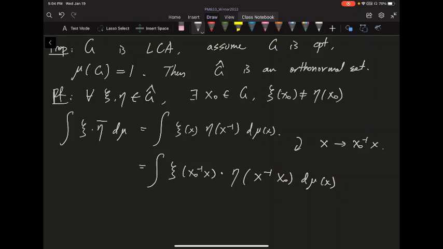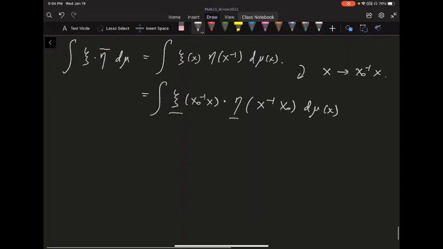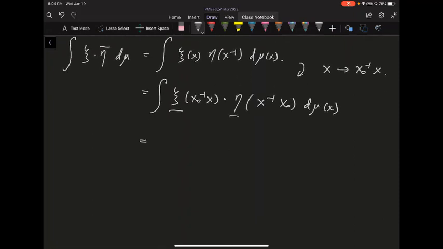But what you can now do is, because psi and eta are multiplicative, you can pull out a copy of psi of x0 inverse and eta of x0. So let's pull them out. You have eta of x0, and then multiply by psi of x0 inverse. Psi is a homomorphism, so psi of x0 inverse is psi of x0, the whole thing inverse. And the rest you keep in the integral: psi of x, eta of x inverse, d mu of x.